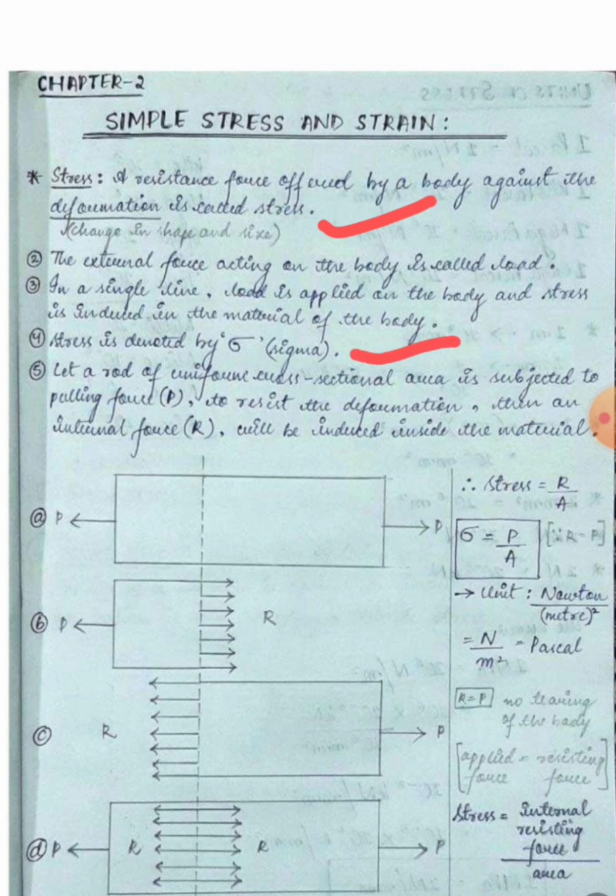So here you can see sigma is equal to P by A, where P is the resisting force and A is the cross-sectional area. You all know that force unit is Newton and area unit is meter square. So the stress unit is Newton per meter square, or we can say Pascal.